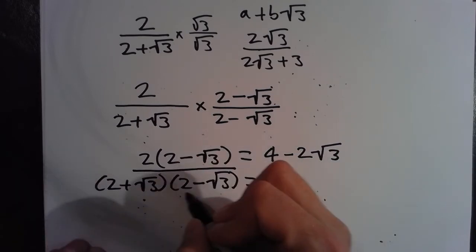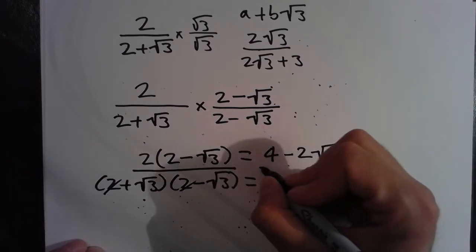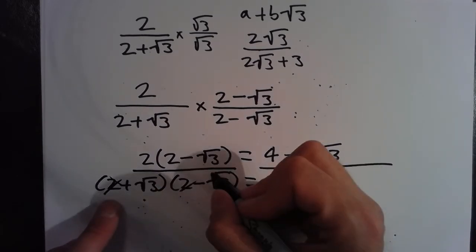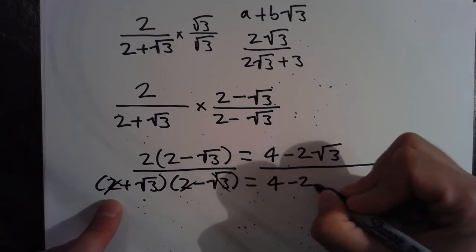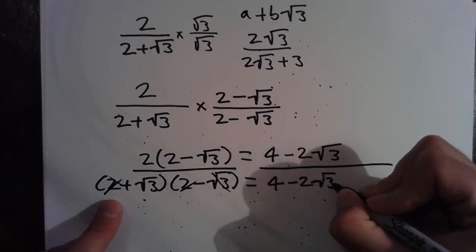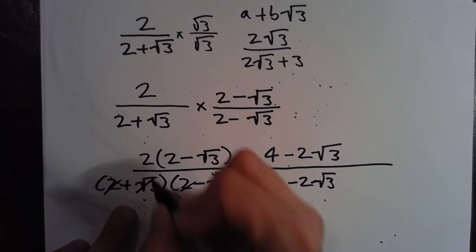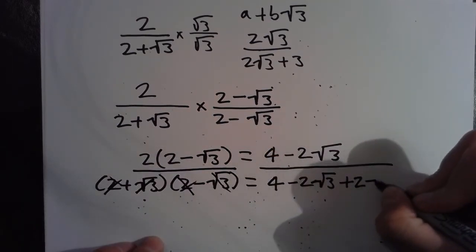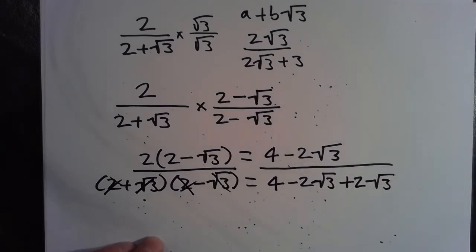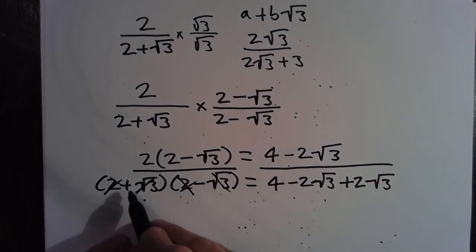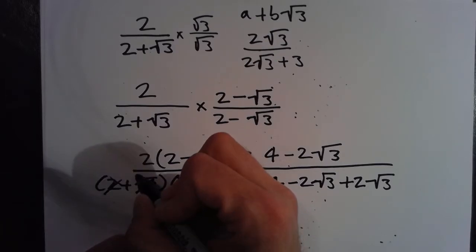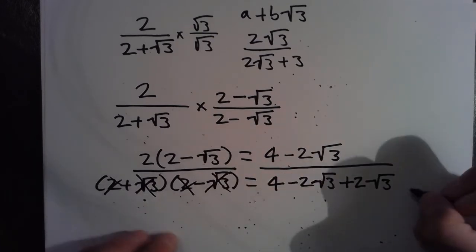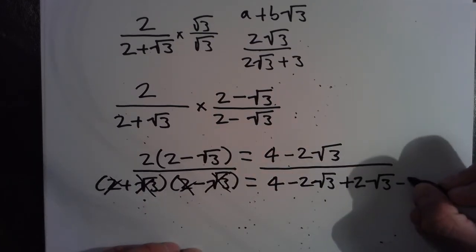Here I get 2 multiplied by 2, which is 4. I get 2 multiplied by minus the square root of 3, so I get minus 2 root 3. Then I get root 3 times positive 2, so I get plus 2 times root 3, and then I have the square root of 3 multiplied by minus the square root of 3, which gives me minus 3.